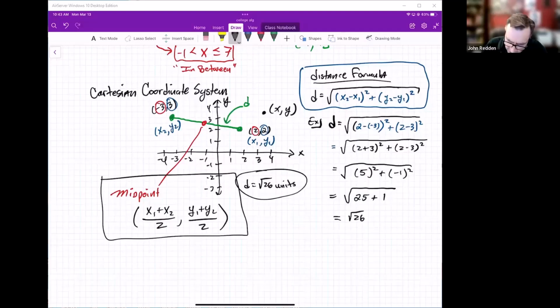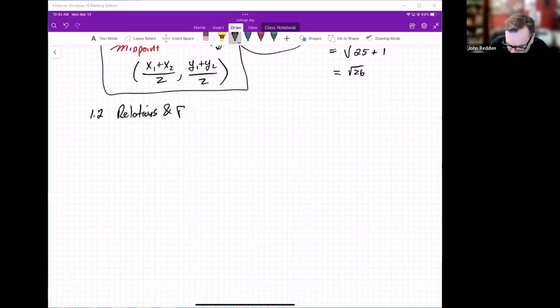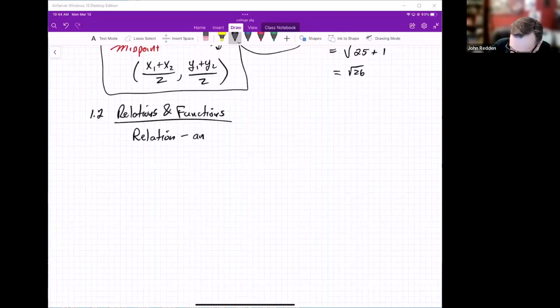Okay, now in 1.2, we start talking about functions. We start talking about relations and functions. Okay, so we got about 15 minutes here. I want to go a little quick. So just really quick, you don't have to memorize this. A relation is just any set of ordered pairs.